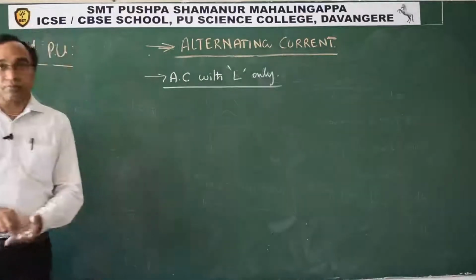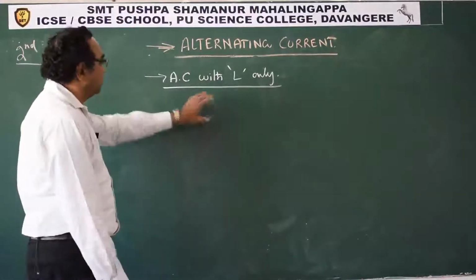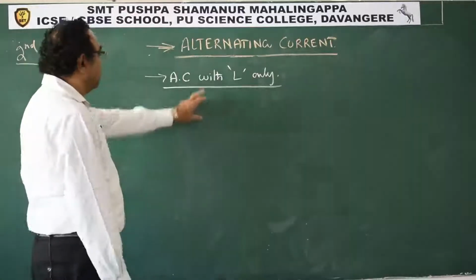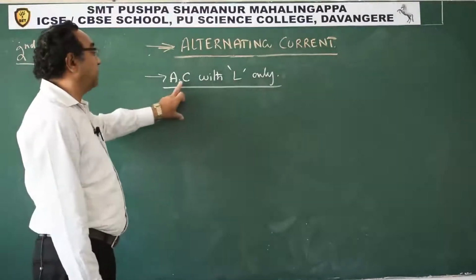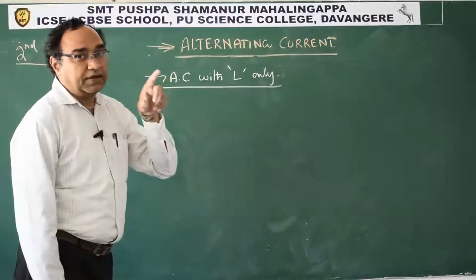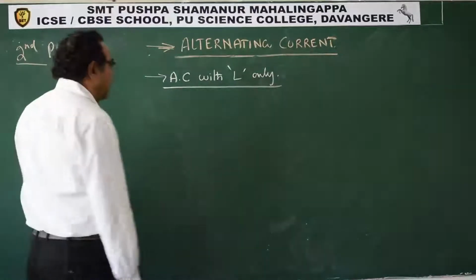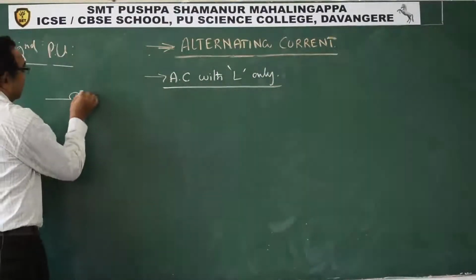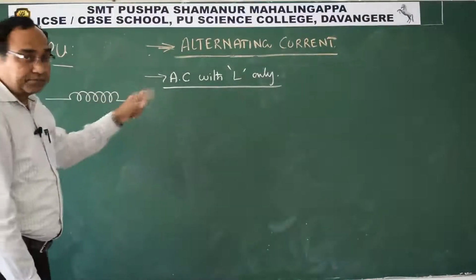Now students, let us take the second circuit: AC with L only. What is the meaning? We are feeding an inductor with AC. Remember, in one class we had done the LR DC circuit. Correct? This is an AC circuit. See, it will be like this. This is the symbol for L.